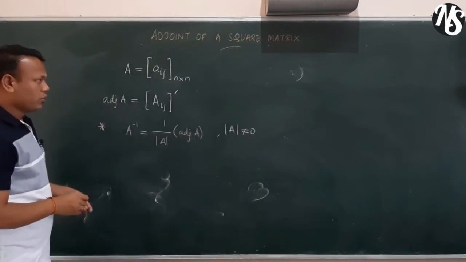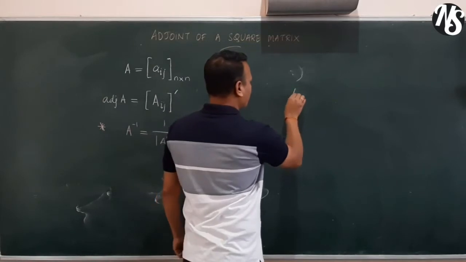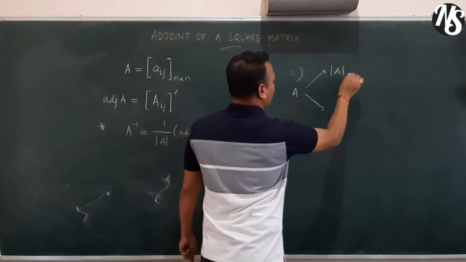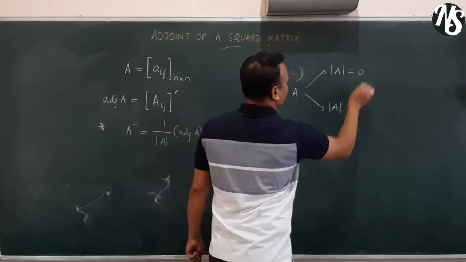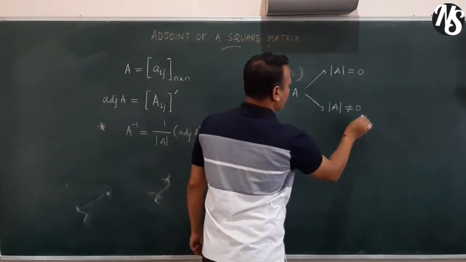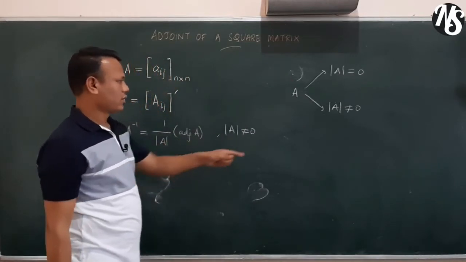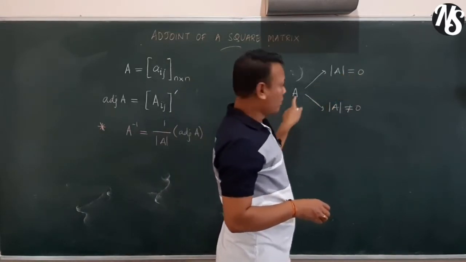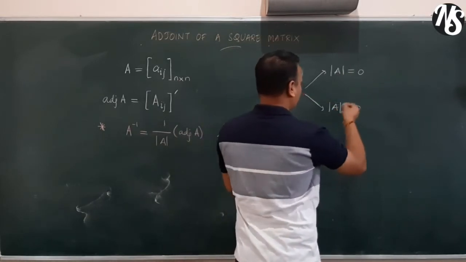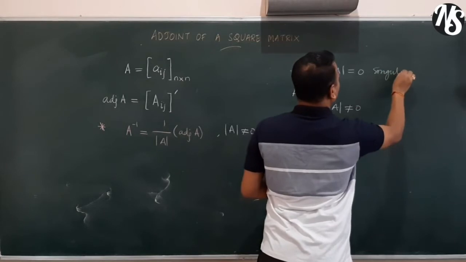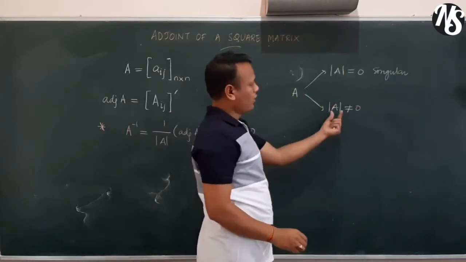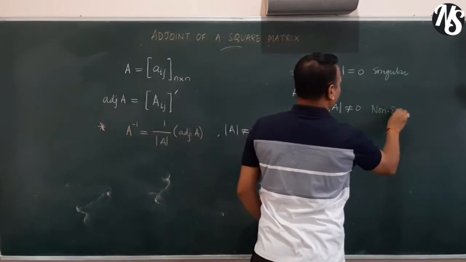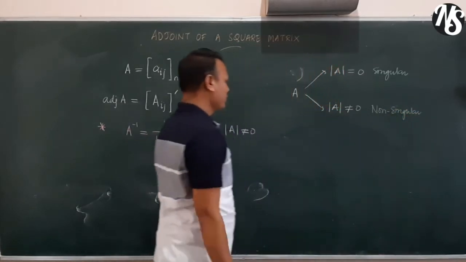One more thing I want to add here: consider a matrix A. When we find its determinant, there are two cases possible. One is that the determinant can be 0, and another is that the determinant cannot be 0. Here in this case, we have determinant not equal to 0, right? If the determinant of the matrix turns out to be 0, then this matrix is known as a singular matrix. If the determinant is not equal to 0, then matrix A is known as a non-singular matrix. These are the things that you need to remember.